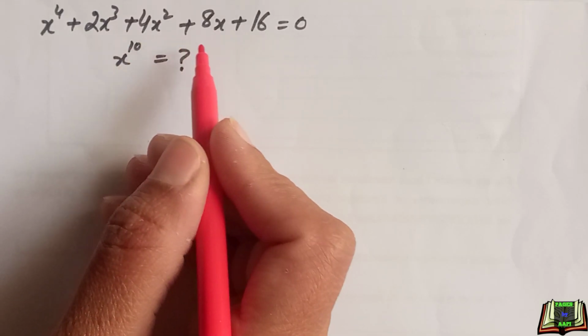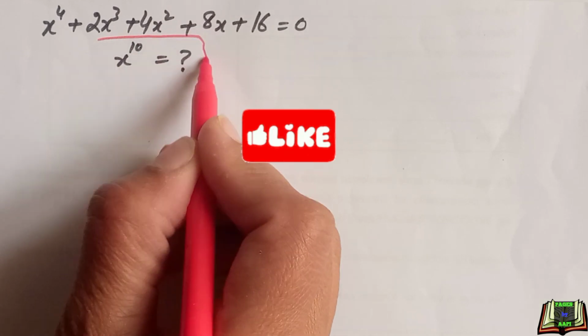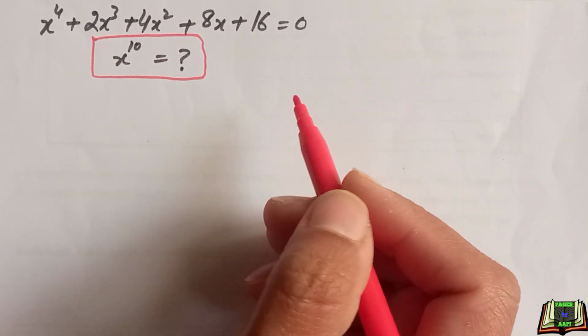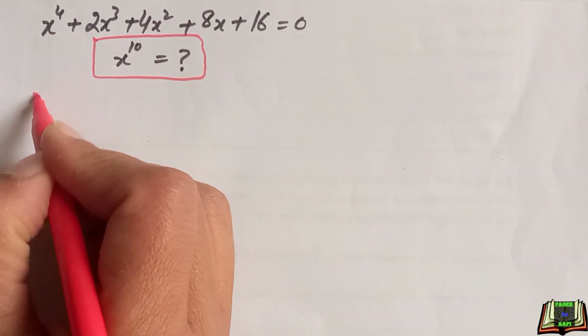Welcome back. Today we have this 4-degree polynomial and we have to find the value of x raised to the power 10. So let's get started and find out. First of all, we are going to multiply the whole equation by x.